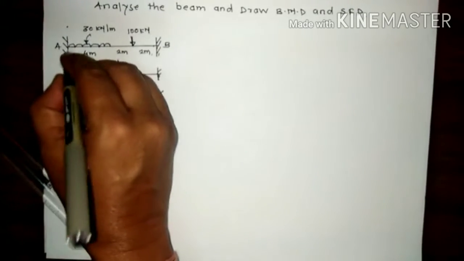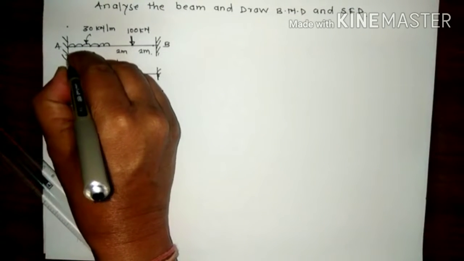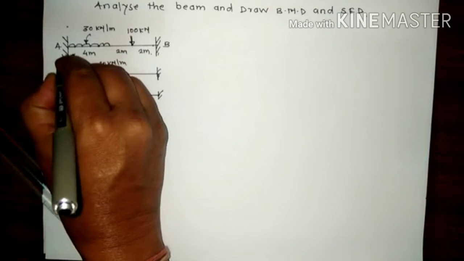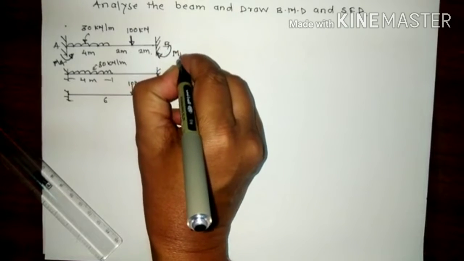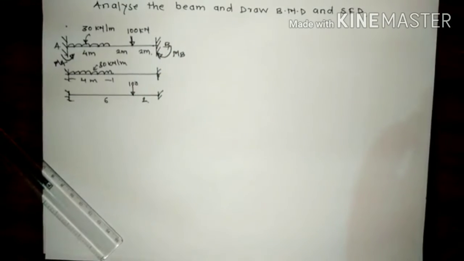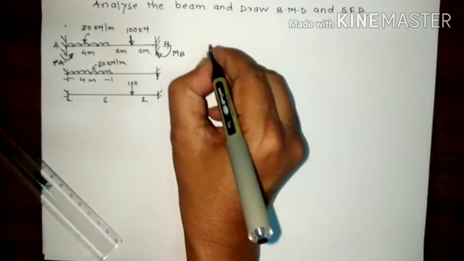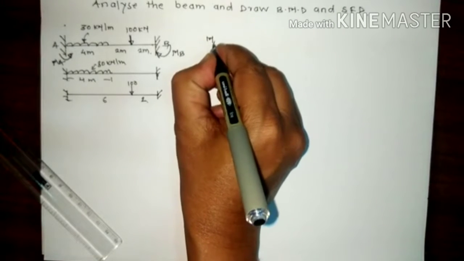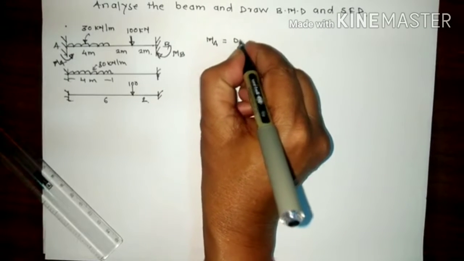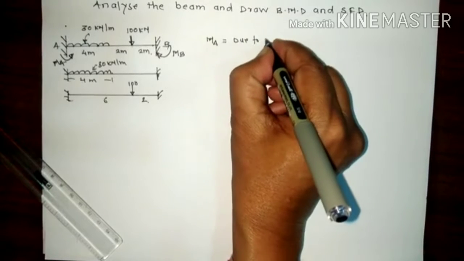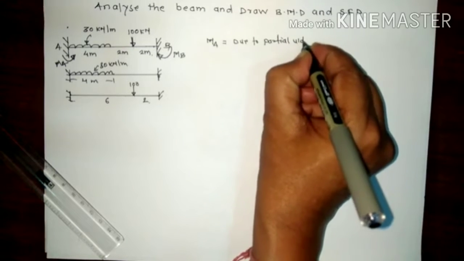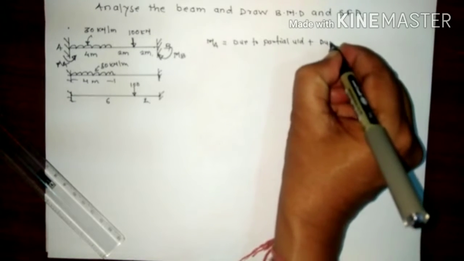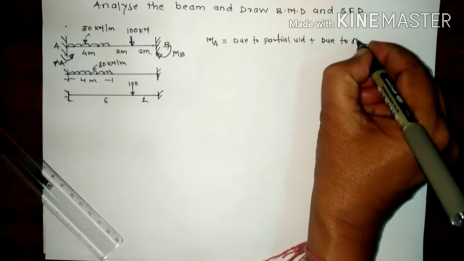Now here we want the total MA here and MB here. Okay. So now MA is nothing but first due to a partial UDL plus the due to point load.